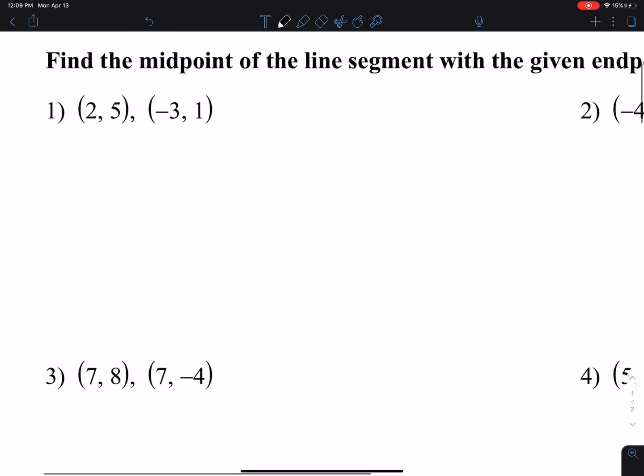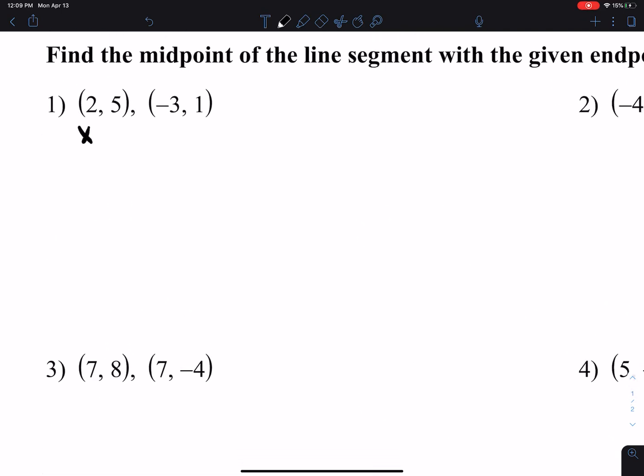So just like I did on the distance formula homework, I'm going to label this as x1, y1, and this one is x2, y2, but it doesn't matter, you could switch them, but just make sure the 1s stay together and the 2s stay together.